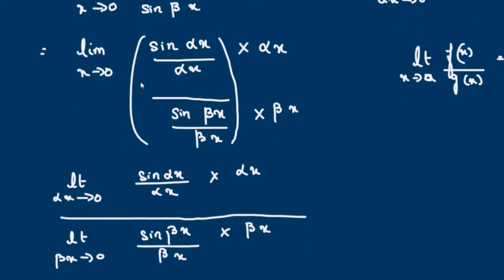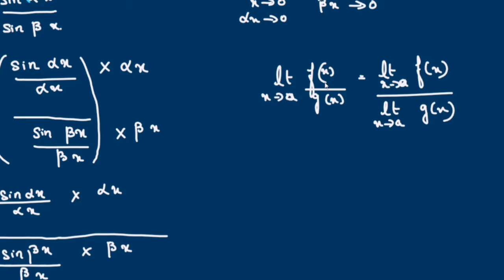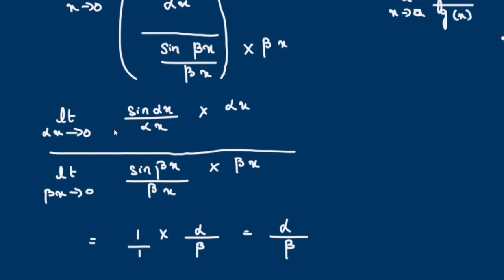Now you can apply the limit to the numerator and also to the denominator, because we know limit x tends to a, f of x by g of x is limit x tends to a, f of x by limit x tends to a, g of x. So we can apply the limit for the numerator. So the numerator, this will become 1 and you cancel this x and x. So this will become 1. This also will become 1. So 1 into alpha by 1 into beta, that is alpha by beta.